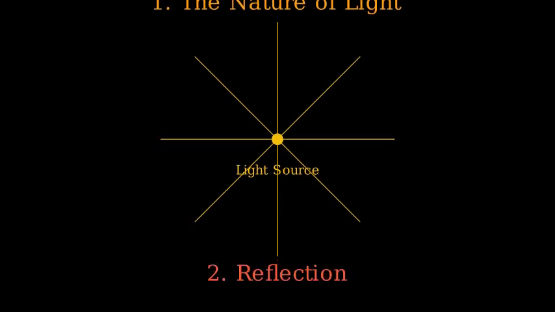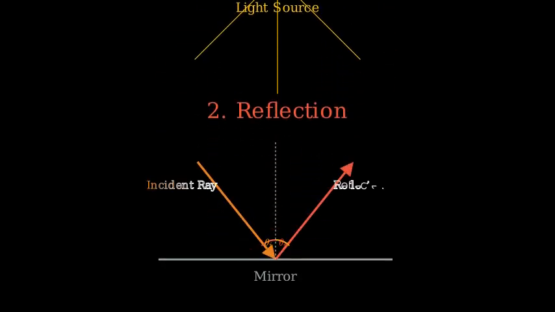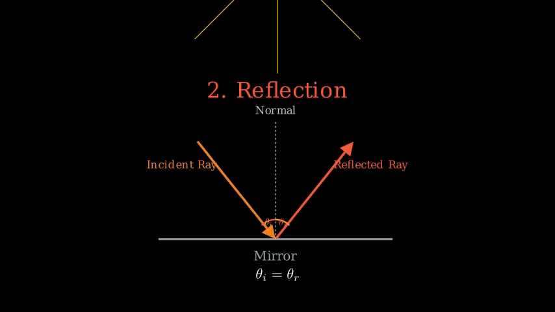Now, let's move on to reflection. When light encounters a reflective surface like a mirror, it bounces off, following a predictable pattern. The law of reflection states that the angle of incidence equals the angle of reflection, both measured from the normal to the surface. The normal is an imaginary line perpendicular to the surface at the point where light hits it. Mathematically, the law of reflection can be written as theta i equals theta r, where theta i is the angle of incidence and theta r is the angle of reflection.